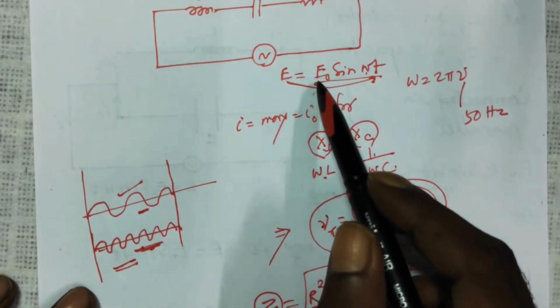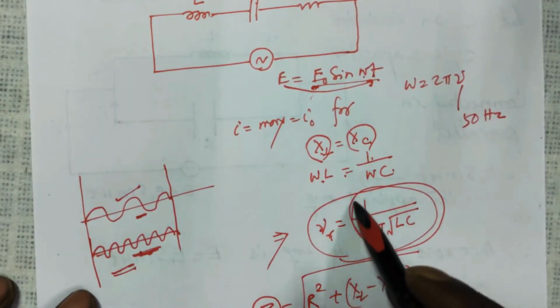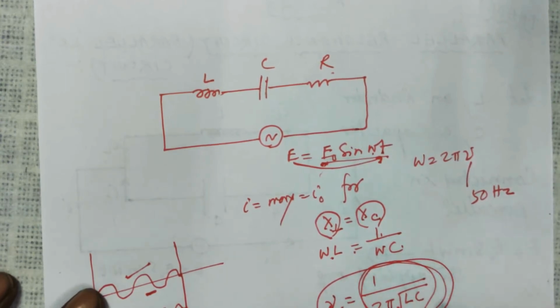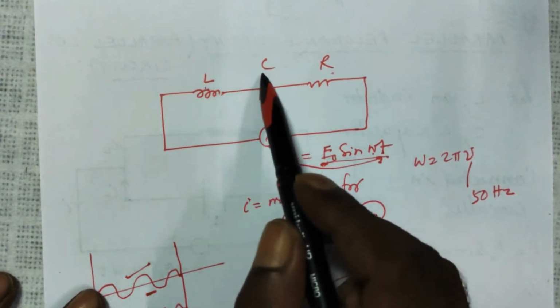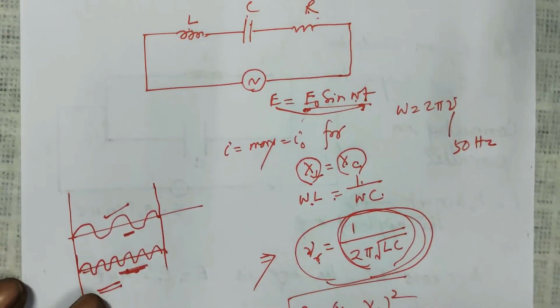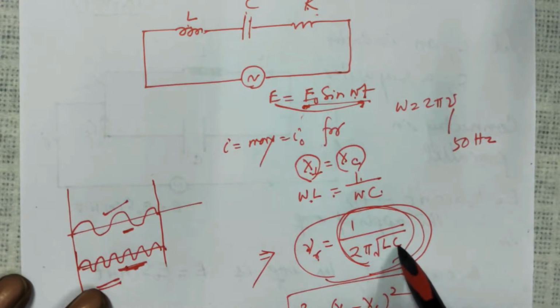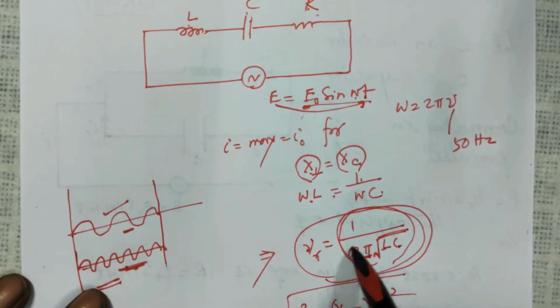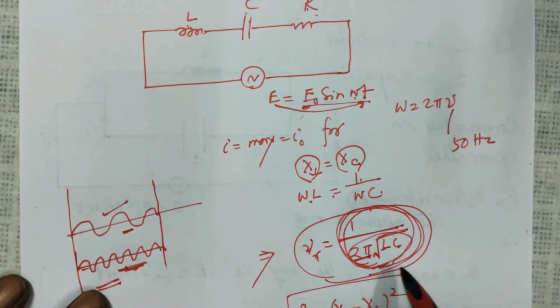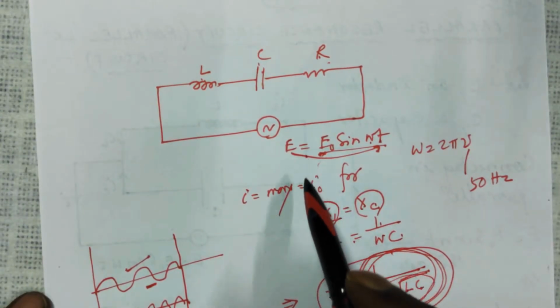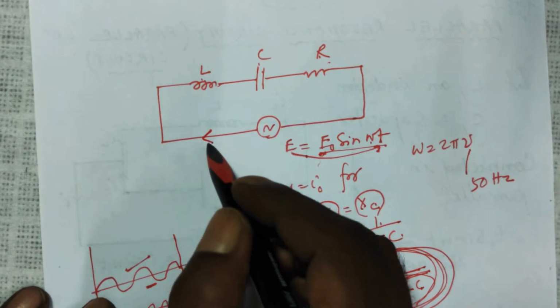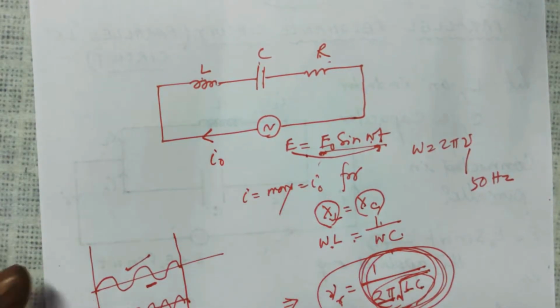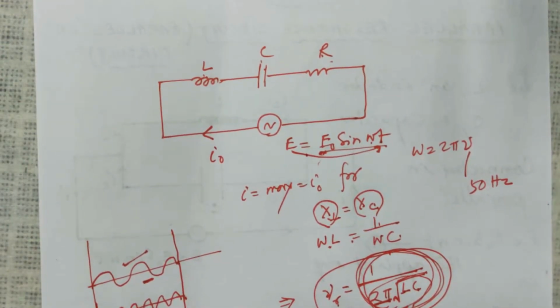If the frequency of this source is this much, whatever values of L, C, R you have taken, if you put the value of L, put the value of C, multiply, take the square root, multiply with 2 pi, and whatever you get, 1 divided by that, what number you get? If the frequency of this source is that, then it was sending maximum current, I naught. It was drawing maximum current.